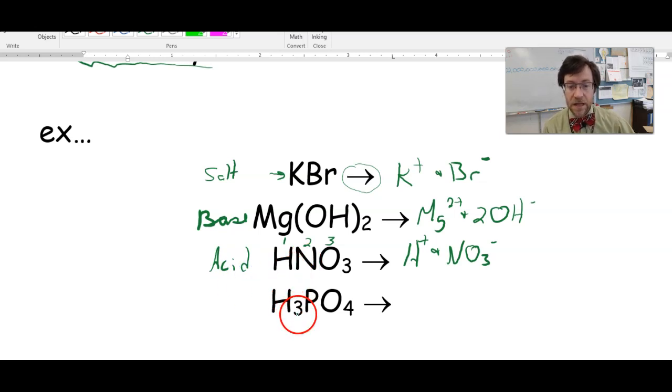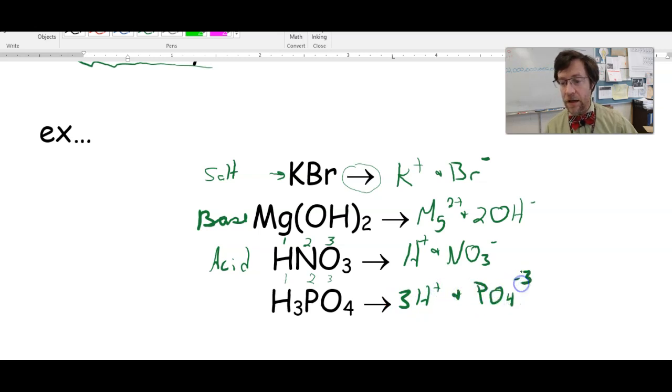Okay, now this one, one, two, three polyatomic ions. Give me a minute, let me check. Yep, oh my gosh, there's a polyatomic ion there. So in this one we'll get three hydrogen ions, and we will get a PO4 polyatomic ion. Oh, yep, definitely an acid.